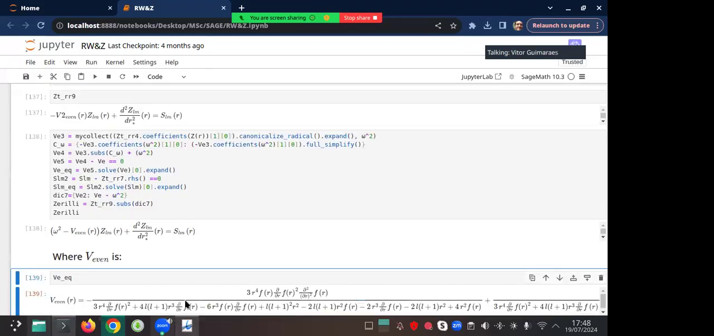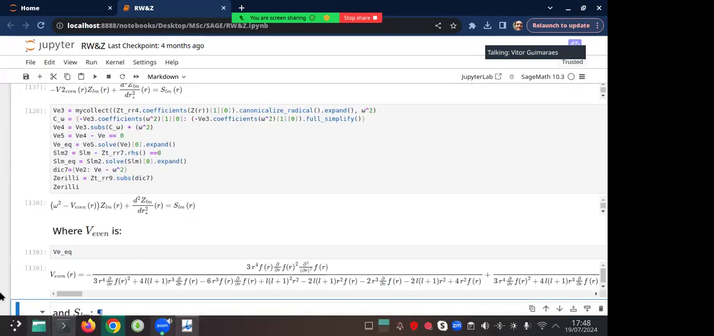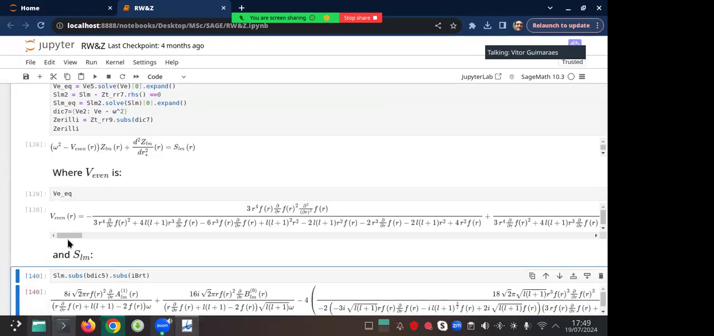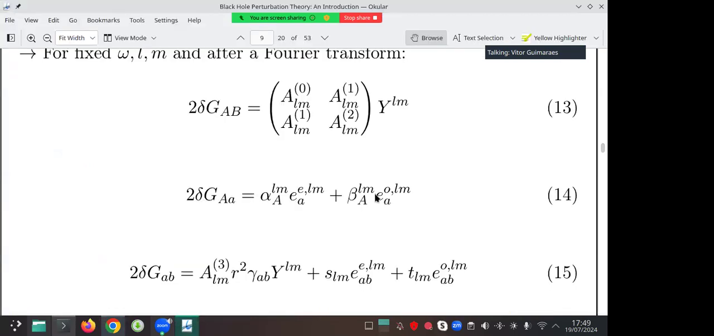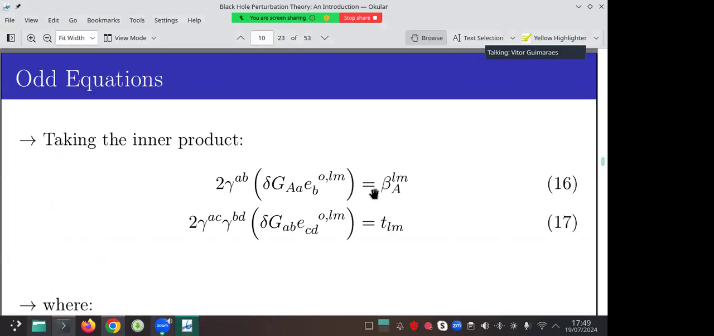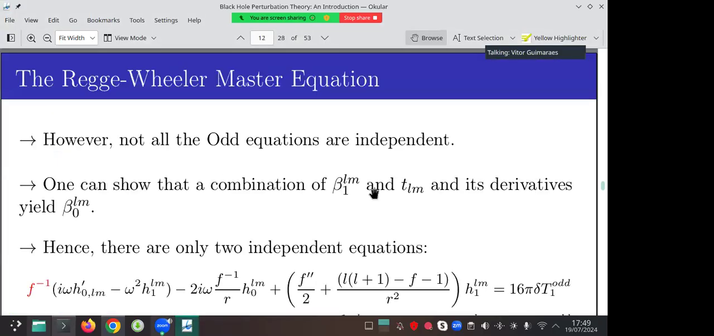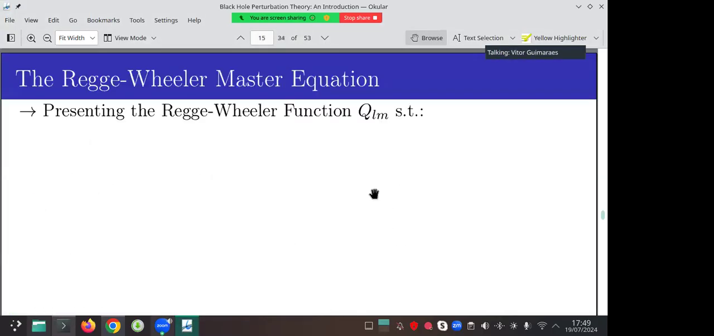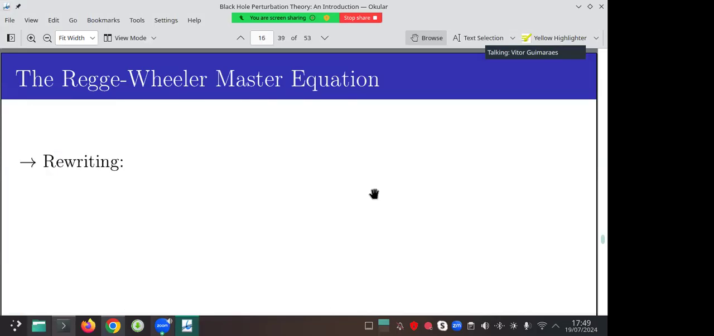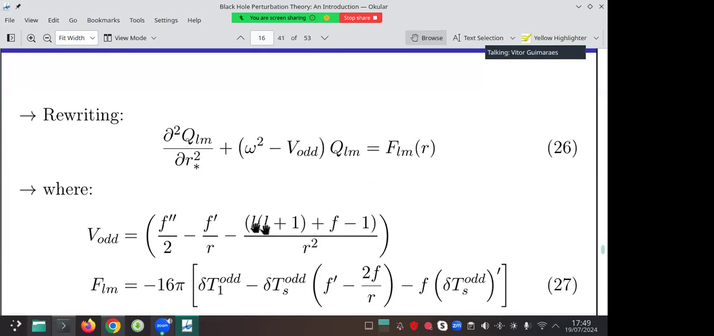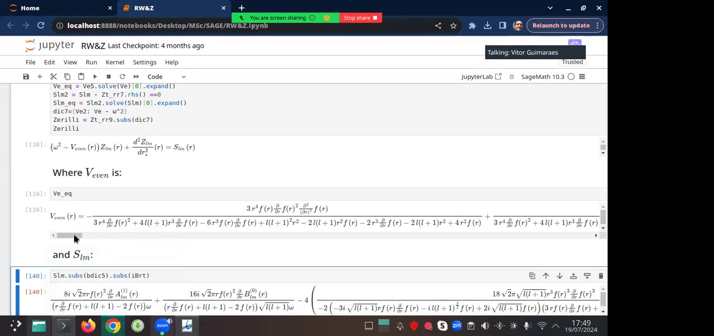And here, just so that you have an idea of the problem that we had with us, remember that the odd perturbation potential is this guy here. This is the expression for the odd part. Now, take a look at the even part.